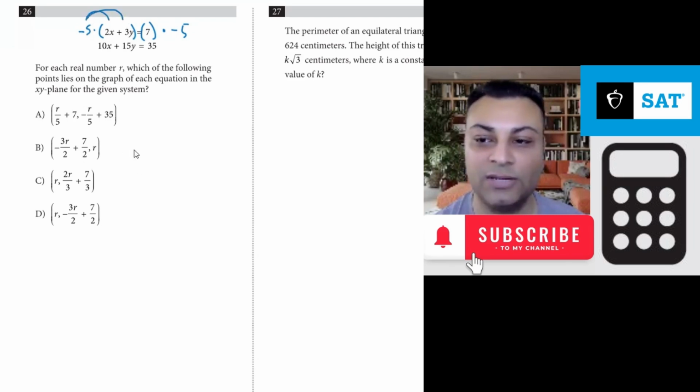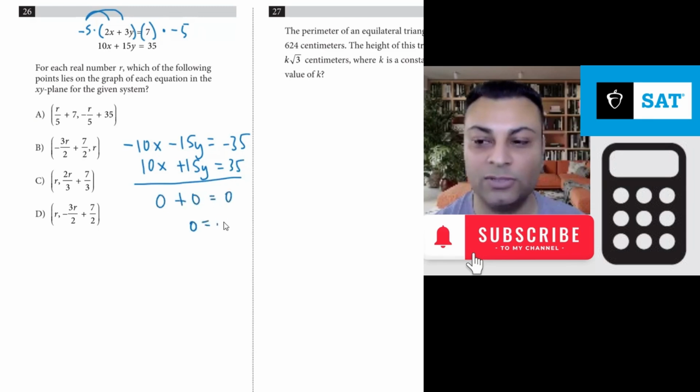-5 times 2x, you get -10x. -5 times 3y is -15y. And 7 times -5 is -35. That's the first equation. Let's write the second one down. 10x plus 15y equals 35. This plus this is 0. This goes to 0. And this goes to 0. You have 0 equals 0.